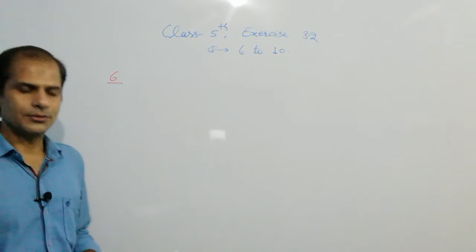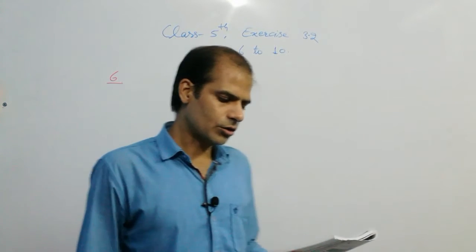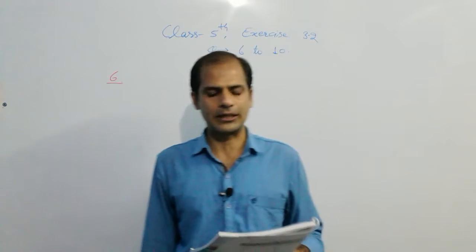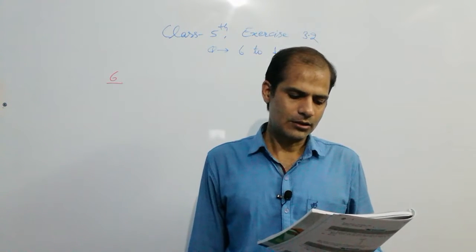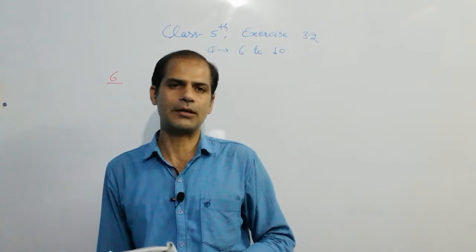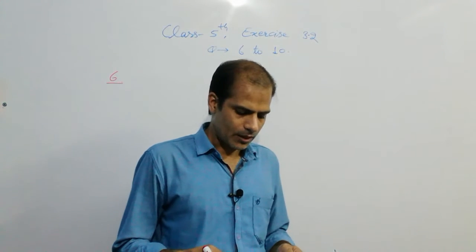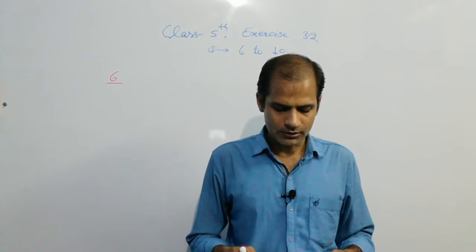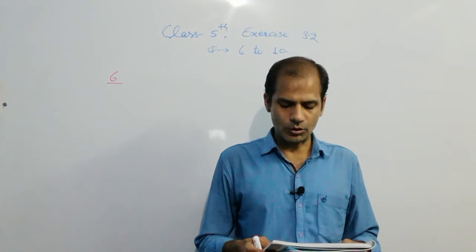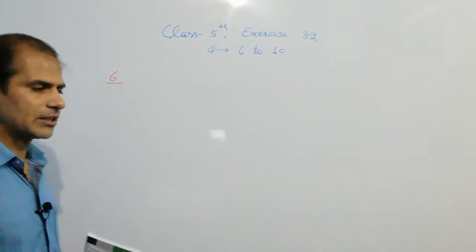The sixth question is: Omkar has rupees 400. If the cost of 1 meter of cloth is rupees 30, then how much cloth can he buy and how much money remains with him? So it is given that Omkar has rupees 400 in total and the cost of 1 meter of cloth is rupees 30. Then we have to perform division.